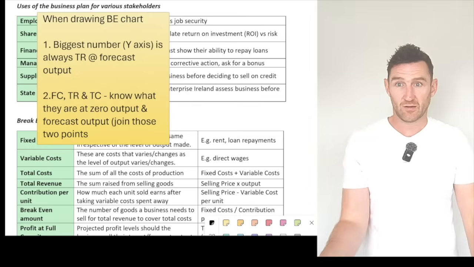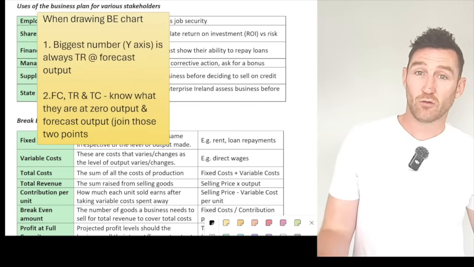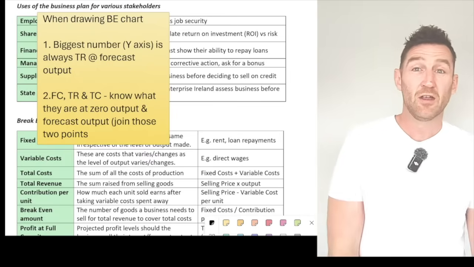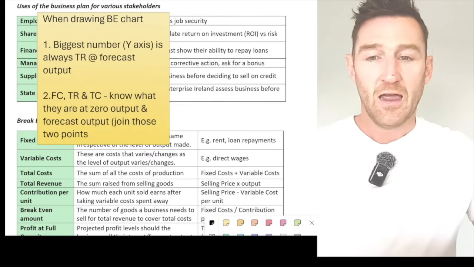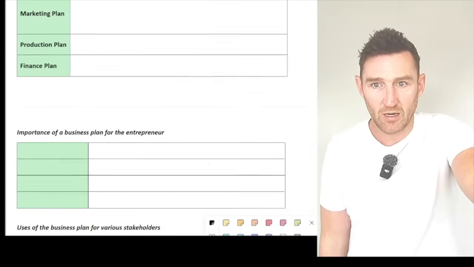Total revenue, what is it at 0? Well, it's going to be 0. And what is it at forecast output? And then total cost, well, what are they at 0? It's going to be whatever your fixed cost is. And what is it at forecast output? So you just get those 2 points and then you join them with a ruler. So that's the key there, right? But yeah, the short question version, way easier. Okay, moving on.